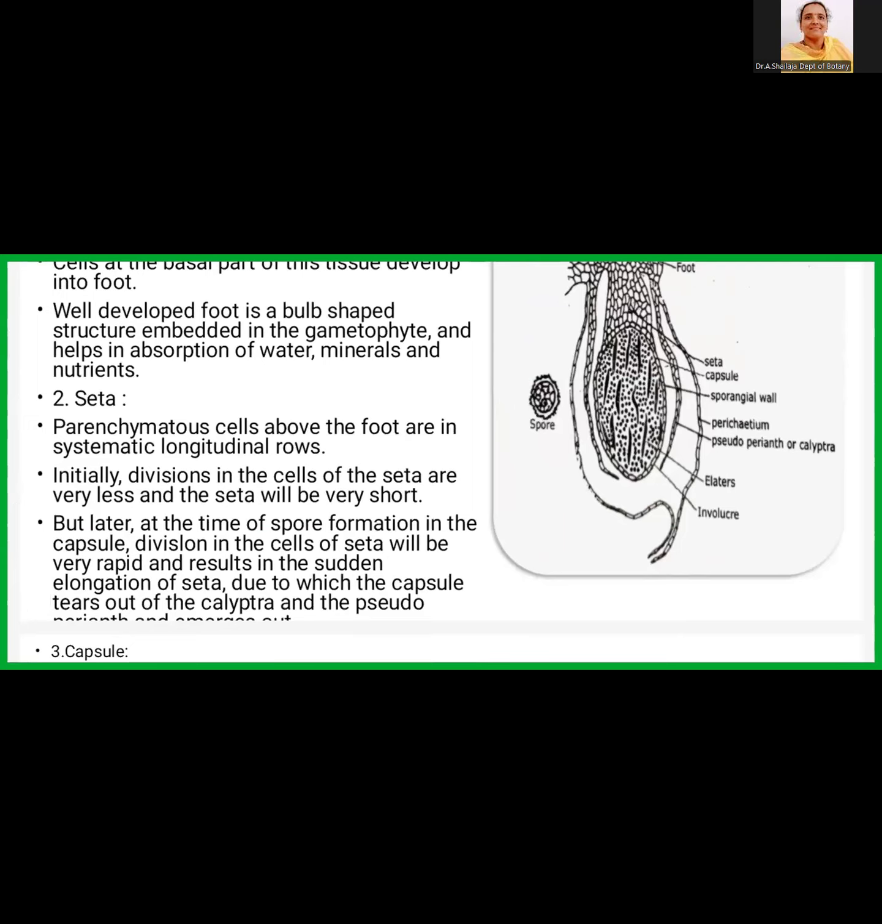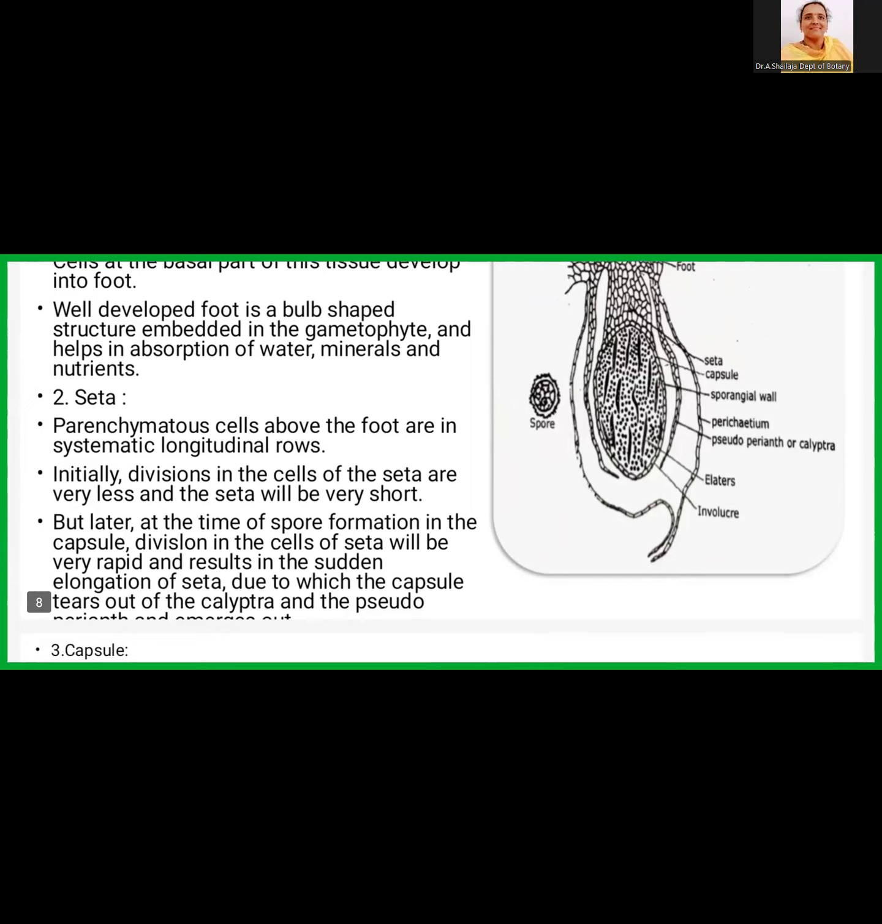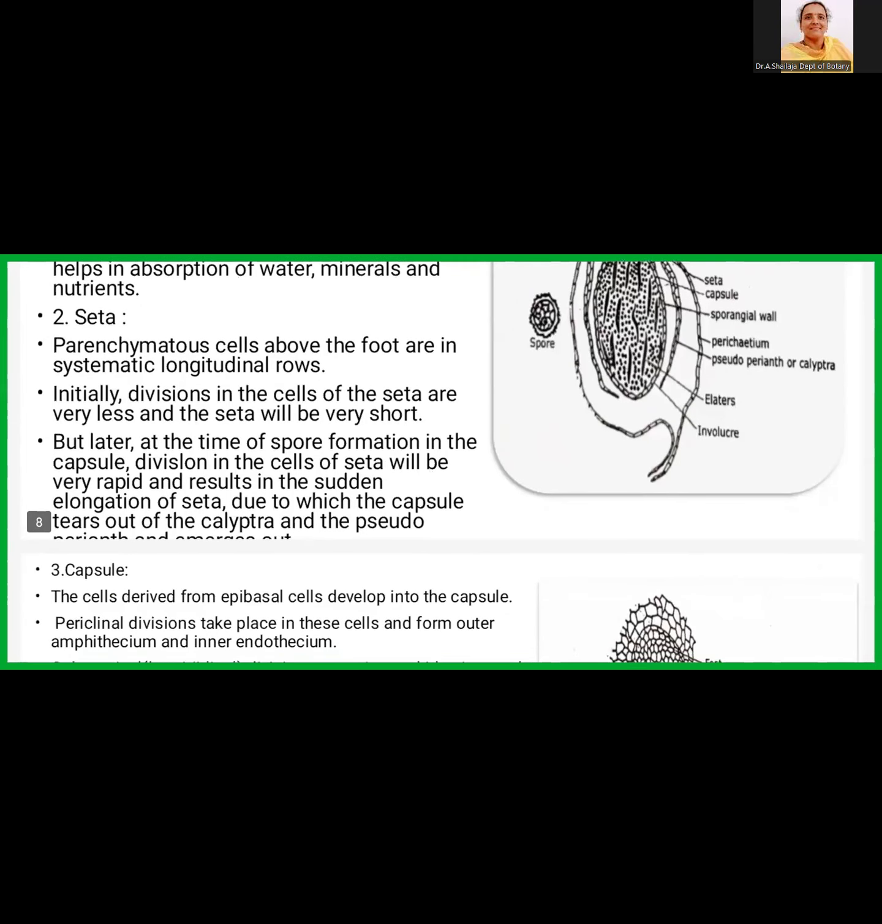But later, at the time of spore formation in the capsule, divisions in the cells of the seta will be very rapid and result in sudden elongation of the seta, due to which the capsule tears out of the calyptra and the pseudoperianth at the time of spore release. That is the seta.